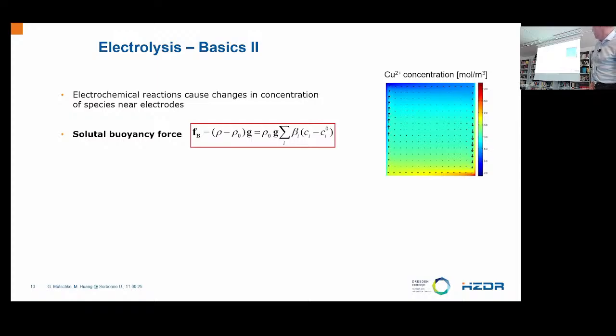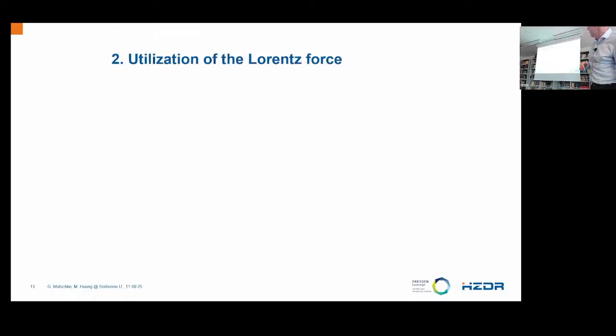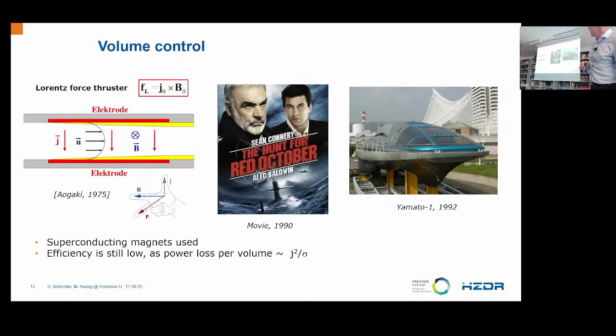Okay, what I forgot to mention is that because of this electrochemical reaction, the concentration of species is changing in the cell, and then there's a little buoyancy force that might come up. And because the copper ions are the most heavy constituents on the cathode, you would see an upward flow, and on the anode you would see a downward flow. This will come into play a bit later. First, I would like to show you some examples of the utilization of the Lorentz force.